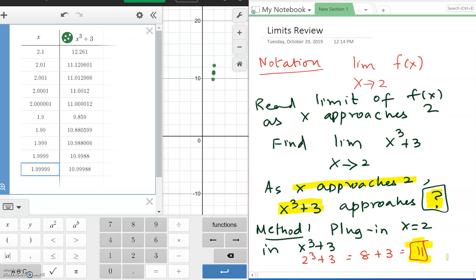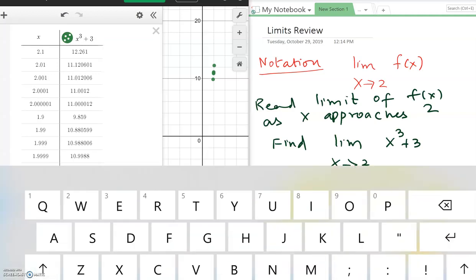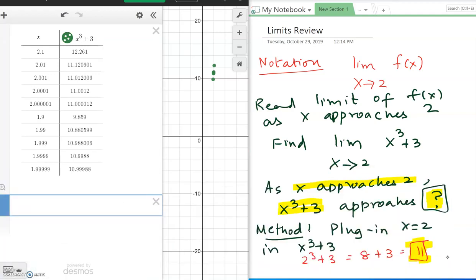Right? So you could do the table. The table is the numerical approach, where we choose x values and then see what happens to the f of x values, and then conclude the answer 11.